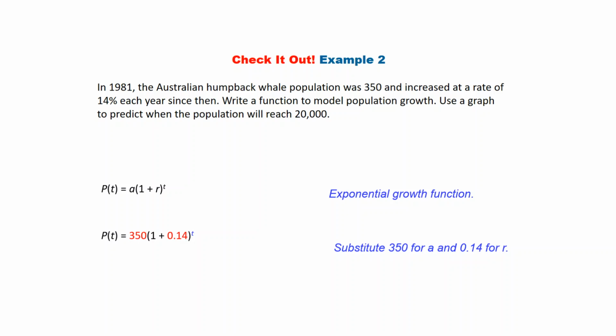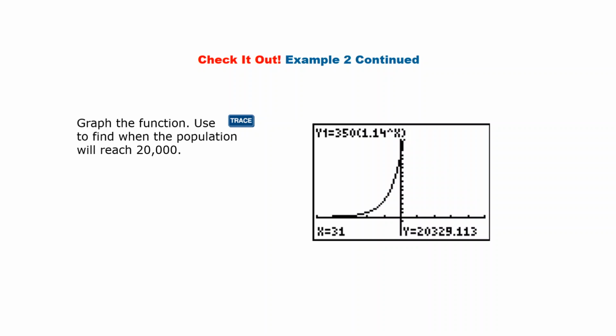All right, so now that we have our function set up, we're going to simplify it, and there it is. So now you can put in your calculator y equals 350 times, and use your parentheses, 1.14, close your parentheses, raised to the x power. All right, so once you've got that in your calculator, you can hit your graph and trace, and then you will be able to just trace on up until you find that the y is close to 20,000.